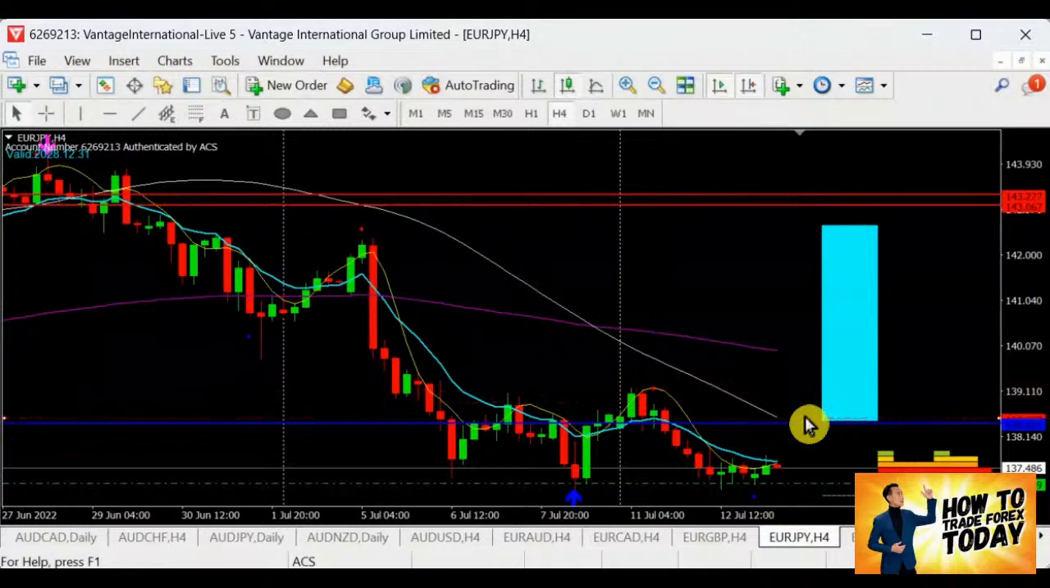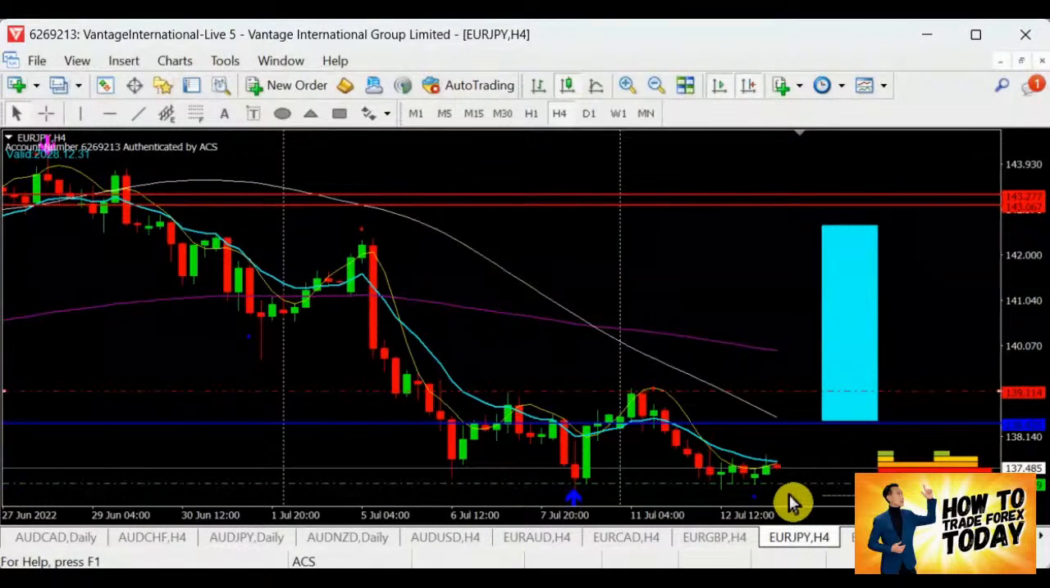Okay, so we'll be testing on this area of resistance, this area of resistance over here. So unless Euro yen breaks the support, with a resistance below the support level, that will be fine. That will be good to sell. All right. So Euro yen, we are very near to the support, right? So I don't sell now.